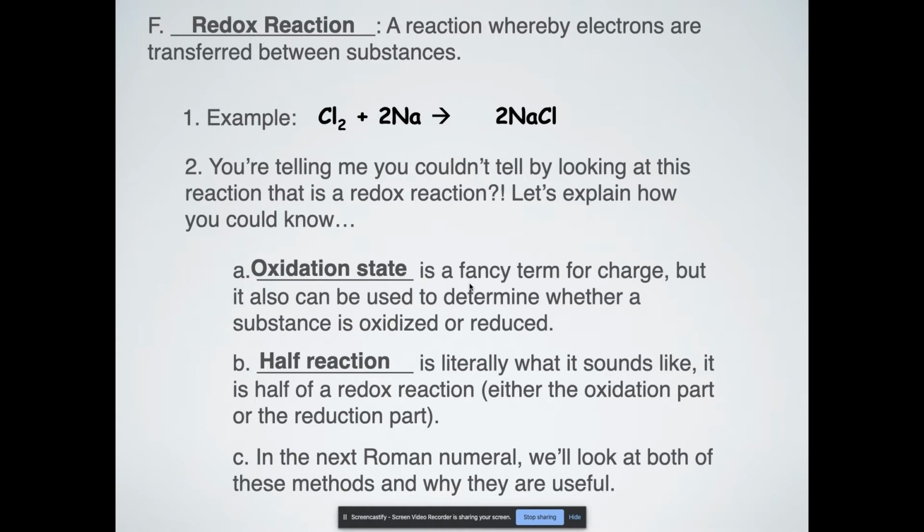The other thing you should have noticed is that I said, let's only look at half of this reaction. Let's look at just the chlorine and then the chloride, and just the sodium and then the sodium ions. By doing that, we're breaking it into two pieces: a reduction part with the chlorine, and an oxidation part with the sodium. This is a way of figuring out whether a redox reaction is happening and how it works. There are two different ways of doing it. In the next Roman numeral, we'll look at both of these methods and why they're useful. But for now, all we really care about is this oxidation state stuff.